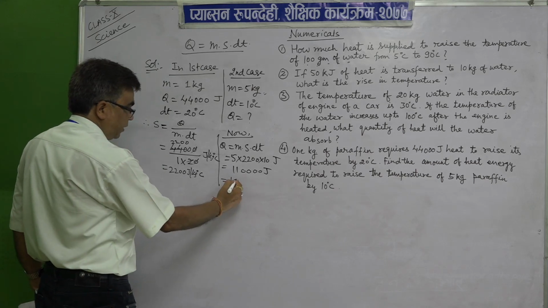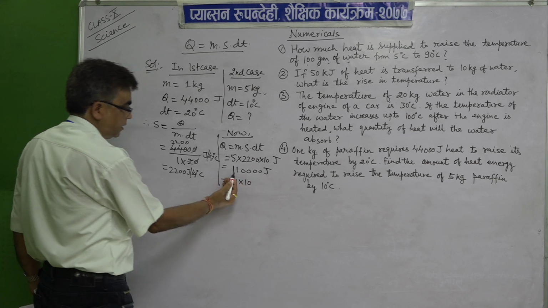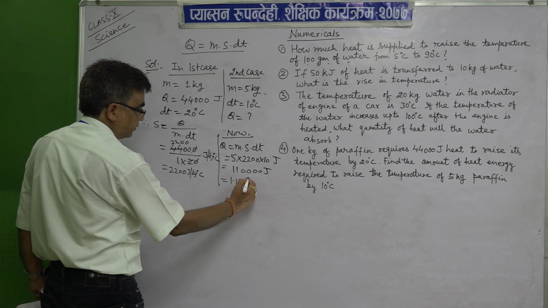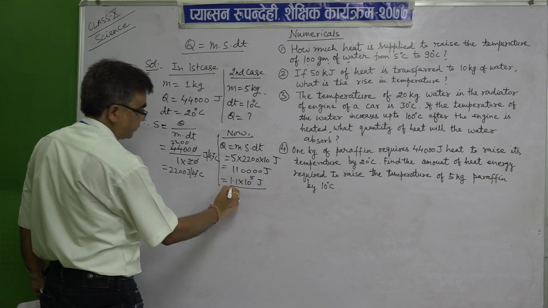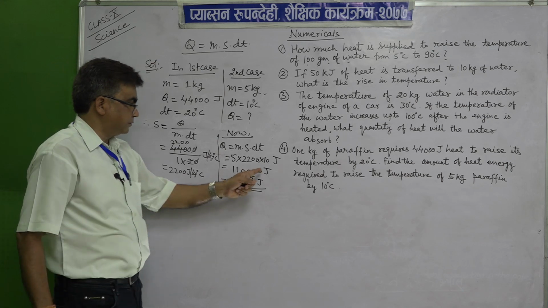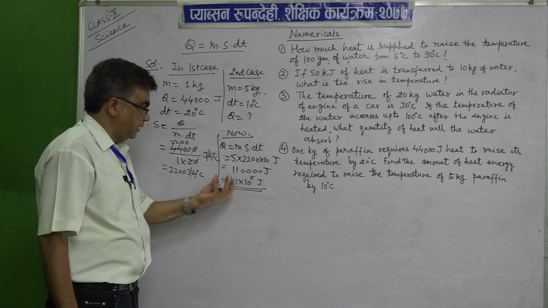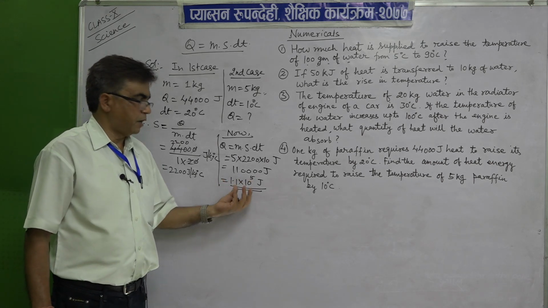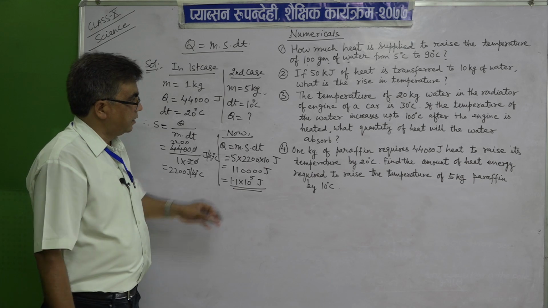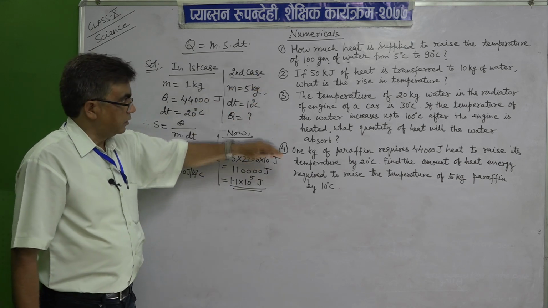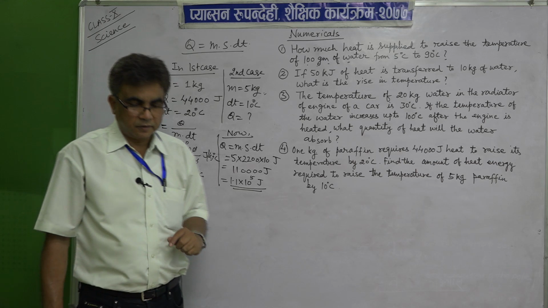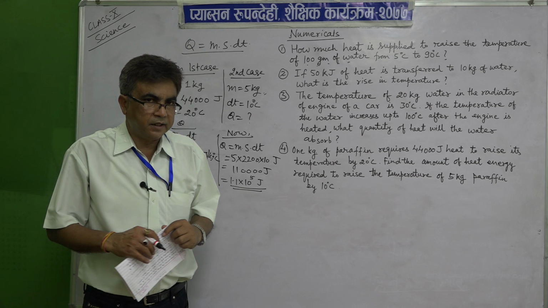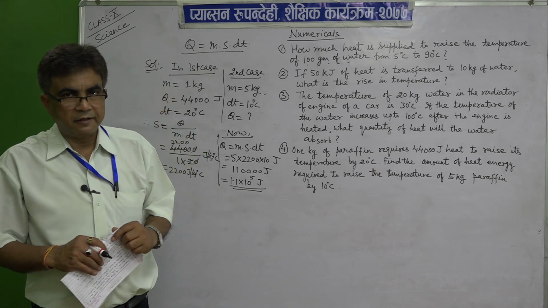If you write 1.1, then you have to write into 10 to the power. If you are writing the point here, that means 1, 2, 3, 4, 5, 10 to the power 5 joules. Or if you leave it here, then also it is right, but generally we write the answer in this form, in the power of 10. Okay. So, I think you have understood these 4 numericals. Tomorrow I will come with the numericals related to the principle of calorimetry.